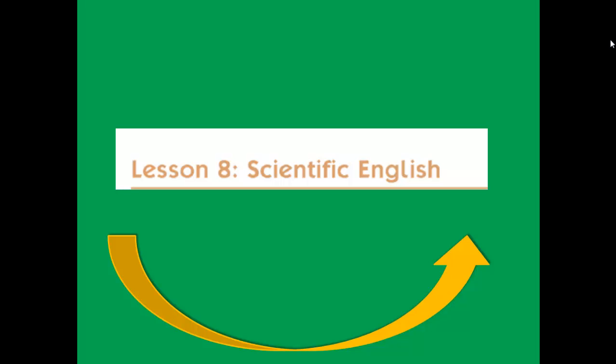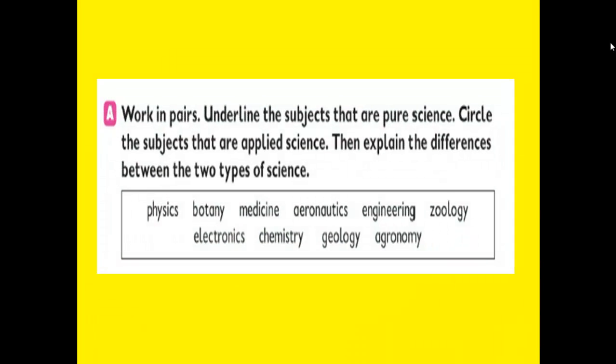Scientific English. Let's do the first exercise, exercise number A. Work in pairs. Underline the subjects that are pure science. Circle the subjects that are applied science. Then explain the differences between the two types of science.